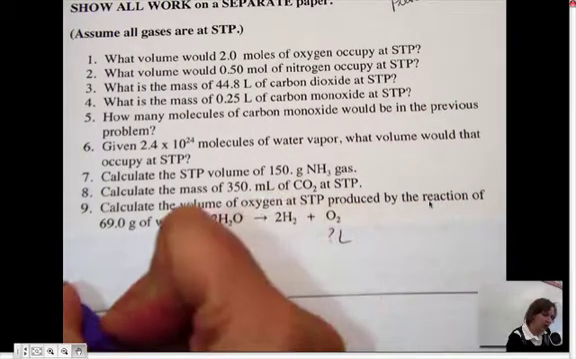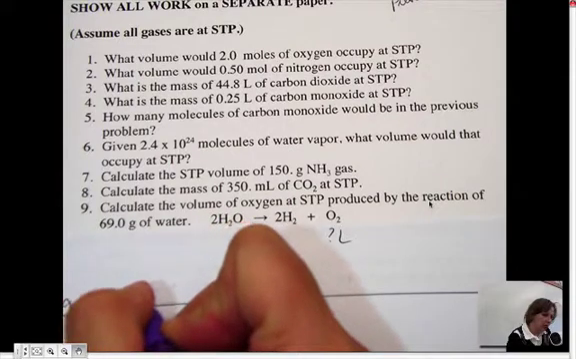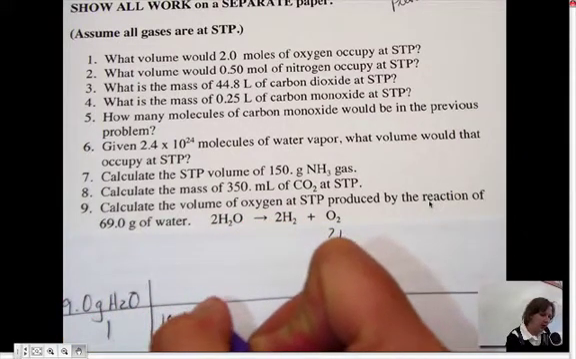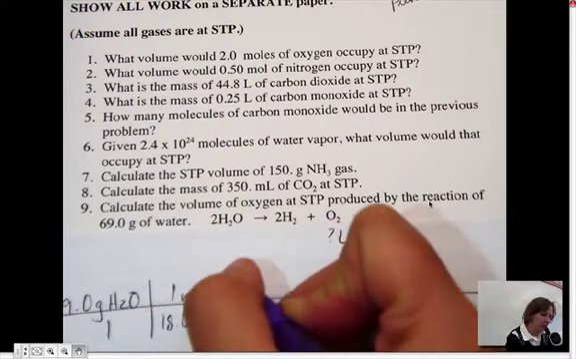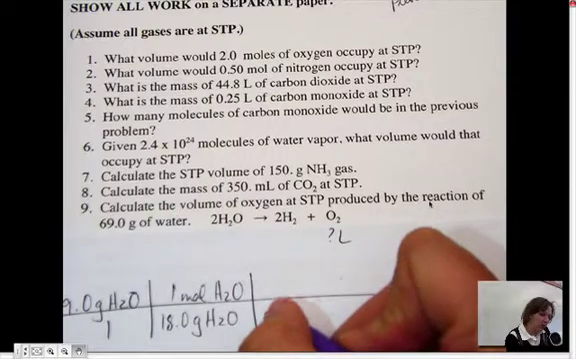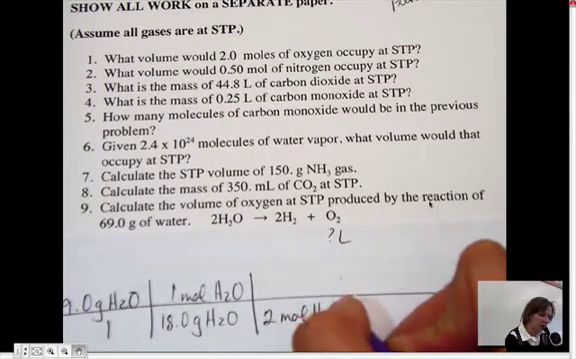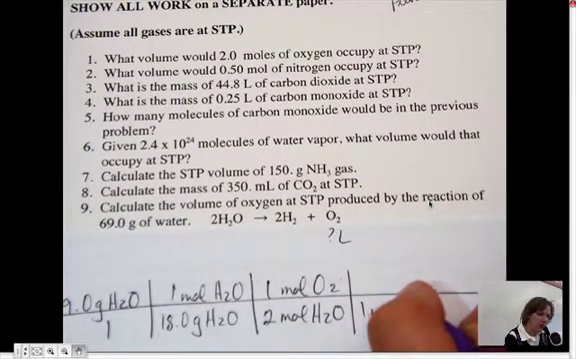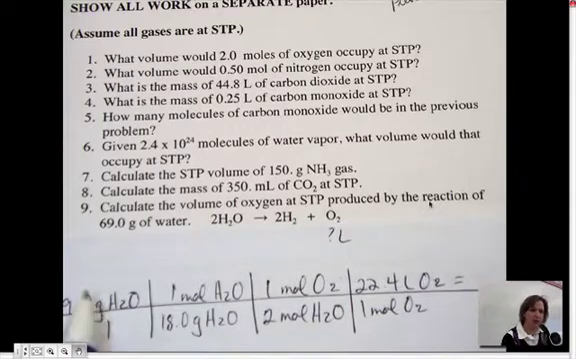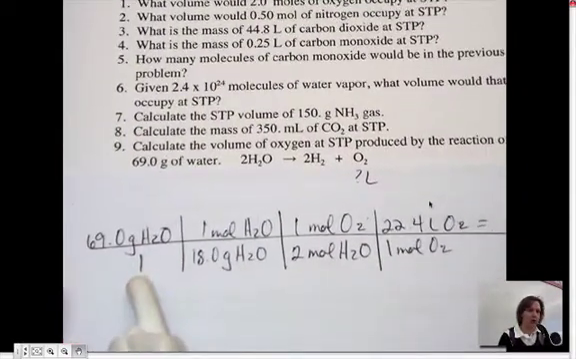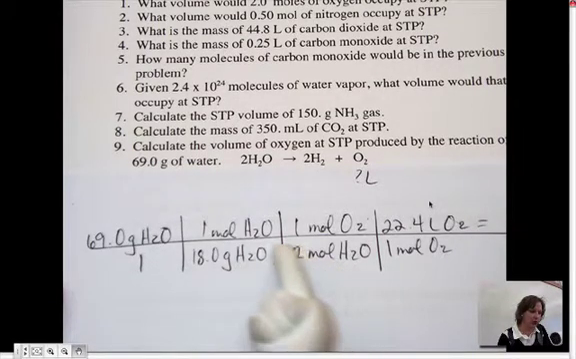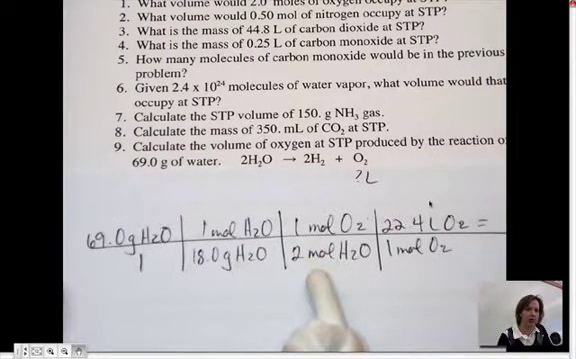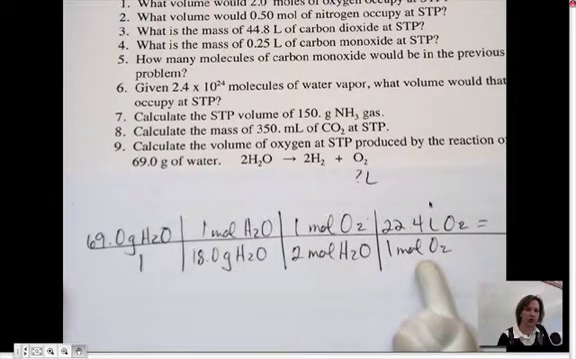Okay, so the given is 69 grams of water over 1, 18 grams of water per mole. So we're dividing by molar mass. It's a 2 to 1 mole ratio, 2 moles of water for every 1 mole of oxygen. And then for every 1 mole of oxygen, we have 22.4 liters. Okay, so this is the given. This is the given over 1. This is dividing by the molar mass. This is dividing by the mole ratio, which I guess you would multiply the top, divide by the bottom. But these are the coefficients in the equation. And then multiplying times molar volume.